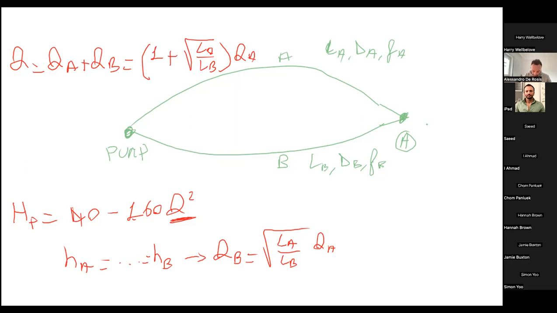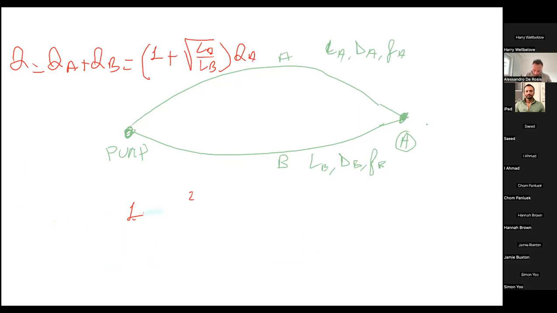So let me delete something. The pump has to fight against pipe A and pipe B, right? So delta H of the pump will be equal to HA plus HB. Or if you prefer, it will be equal to 2 times HA, because HA is equal to HB. H pump, you have it, because it's an input of the problem. HA will be computed from the formula.